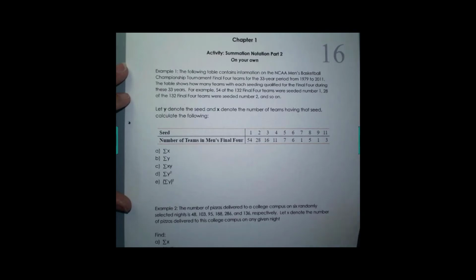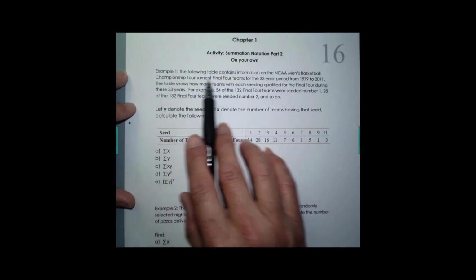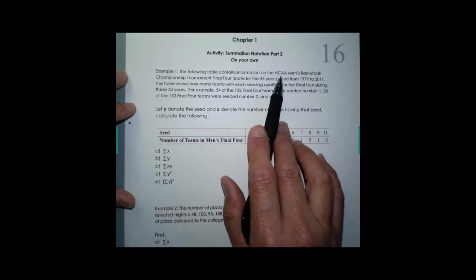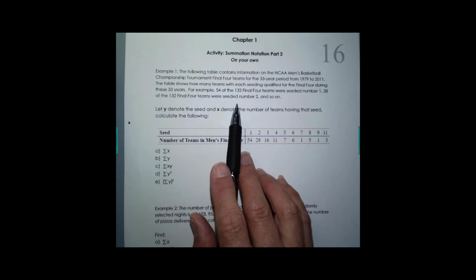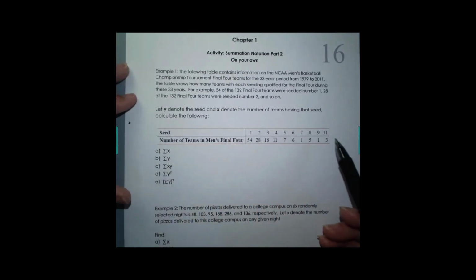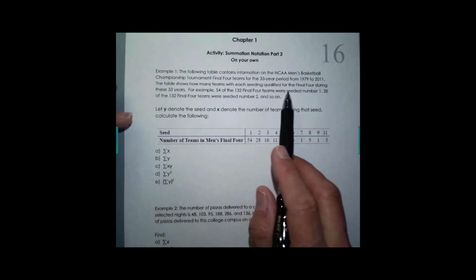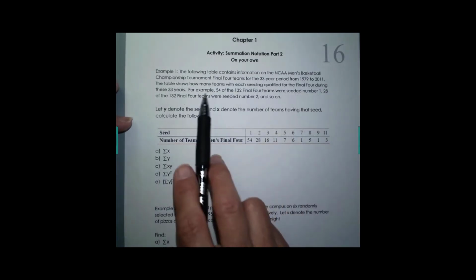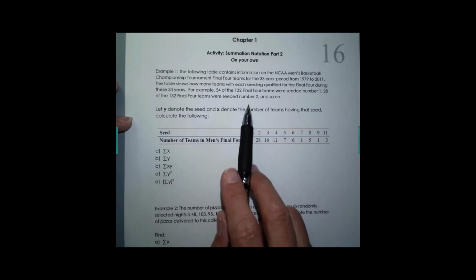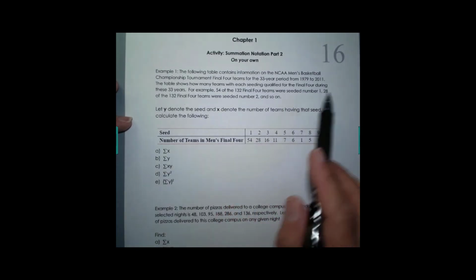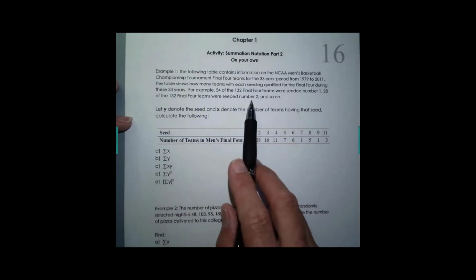Page 16, let's take a look at some more summation notation. In other words, let's take a look at some more algebra concepts that you're going to need for the formulas that we're going to take over very soon. This one says that there's a table, has information on NCAA men's basketball championship tournament final 4 teams, and there was a 33-year period, and the table shows how many teams with each seeding qualified for the final 4. For example, 54 of the 134 final 4 teams were seeded 1, 28 were seeded 2, and so on.